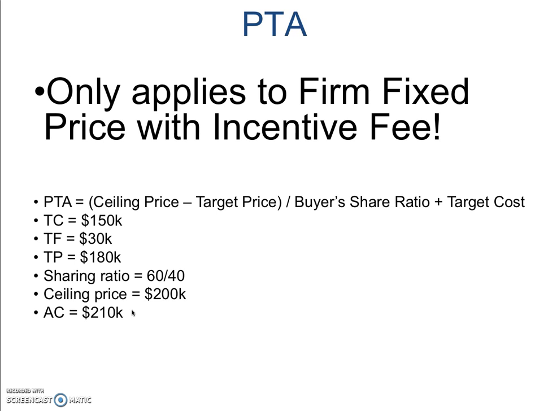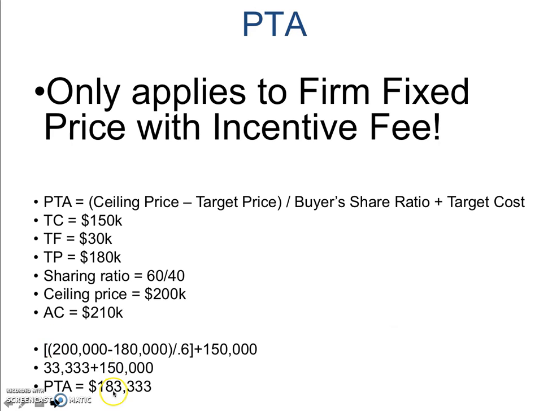If you do have to calculate the PTA, again, pretty straightforward algebra. This number, 183,333, is the break-even number for the seller or the vendor to know if they're going to make a profit on the project. So they should calculate this number before they agree to this type of contract. In this case, you can tell that the actual cost of the project was $210K, so that makes a bad scenario for the seller.